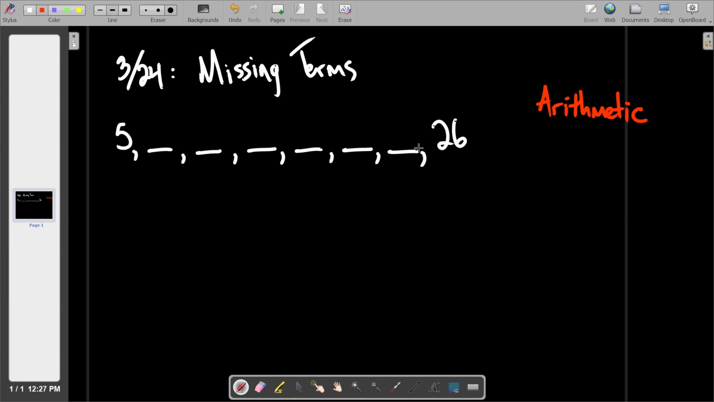It's think outside the box. Don't think about it as too big of a deal. How could we fill in the blanks? What do we wish we knew? The number after 5. If someone would tell me that it was a 9, then I could say, okay, now I know since it's arithmetic that the sequence is going to go, don't write this down, 5, 9, 13, 17, 21, 25.